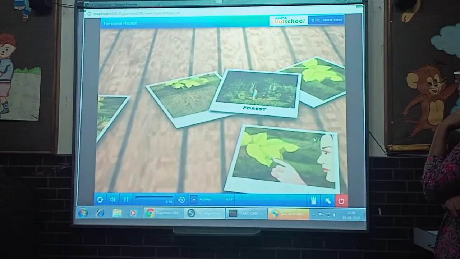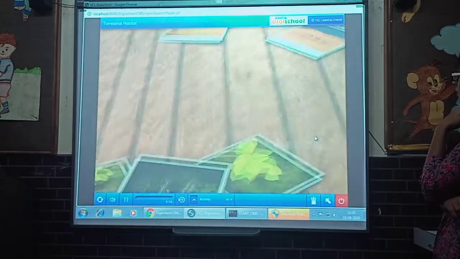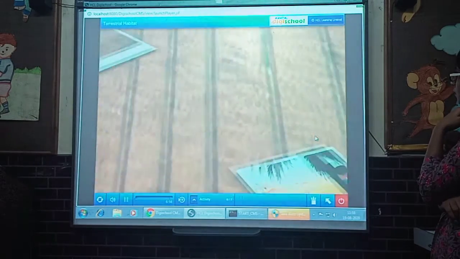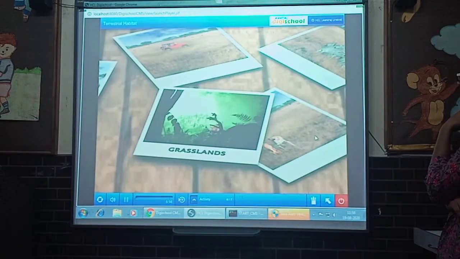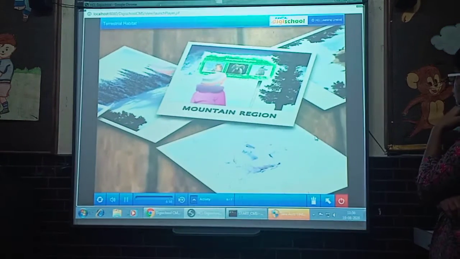Let's look at what we have learned so far. The types of terrestrial habitat are forests, desert, grassland, and mountain region.